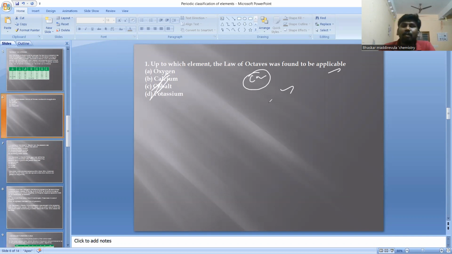More questions we can expect from the Mendeleev periodic table, and the modern periodic table. So maybe expect one question, just go through Newland's law of octaves. Next, we will see the next topic, which is a very important topic. The third topic of this chapter is Mendeleev's periodic table.